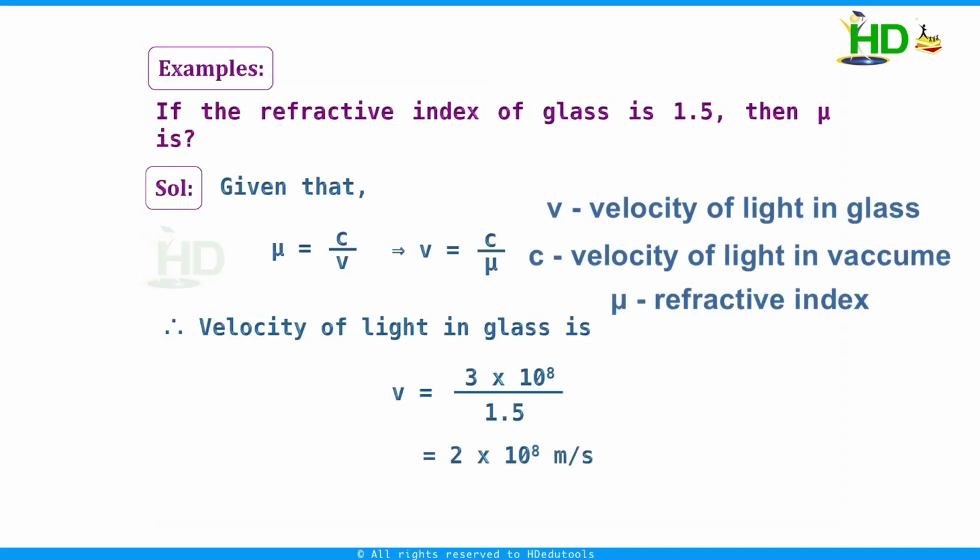Similarly, if the refractive index of a medium is 2, then what does it mean? The velocity of light becomes 1 by 2 times in that medium. That means it becomes half.